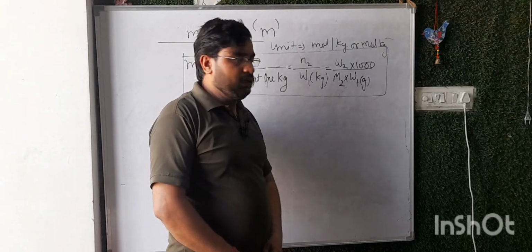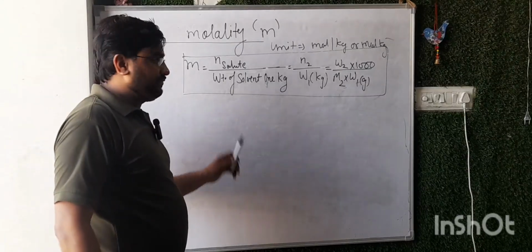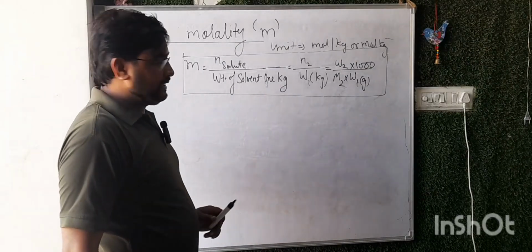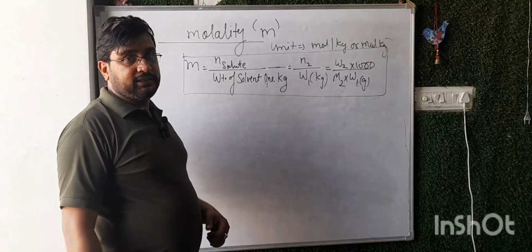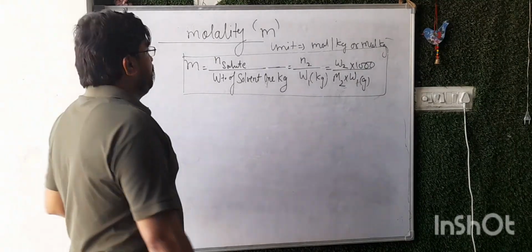Okay, so these are the formulas, and now the definition. By the first formula you know the definition: mole of solute present in 1 kilogram of solvent. Listen carefully, the mole of solute present in 1 kilogram of solvent is known as molality. It is also known as molal concentration if it is 1 mole per kilogram. Now we have to do the question.